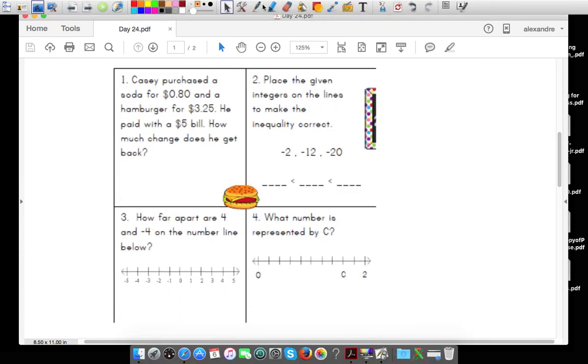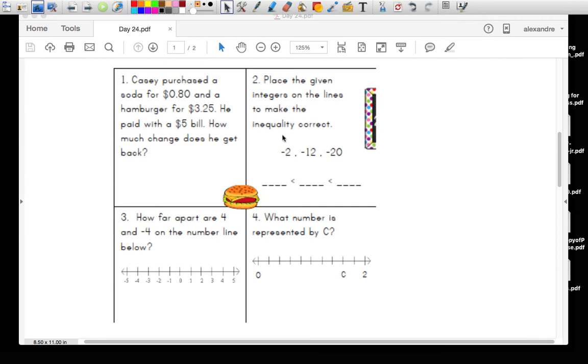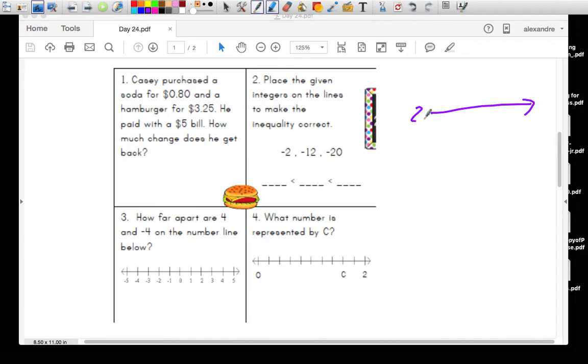Number sense. Place a given integer in the lines and make the inequality correct. So this is less than this. That's less than this. So this, if you don't know, create a number line. Okay, just a basic number line. Let's put 0. We don't need any positive numbers because they're all negative. So let's start with locations. I'll make this negative 10, and let's make this negative 20.